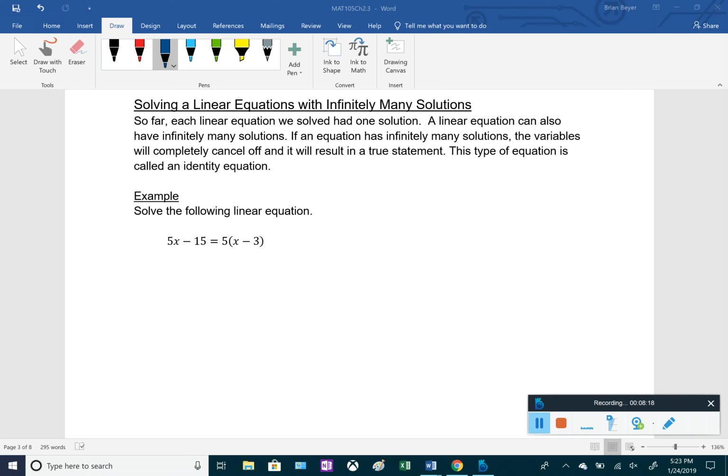So when an equation has infinitely many solutions, what's going to happen is that the variables, when we're trying to solve it, are going to cancel off, and it will result in a true statement. You'll get something like 2 equals 2. So it'll be a number equals itself. No more variables, so we know that there's infinitely many solutions. This is called an identity equation. It means no matter what value of x we plug in, it'll always be true. So let's do some examples here.